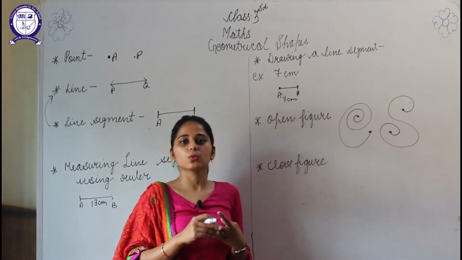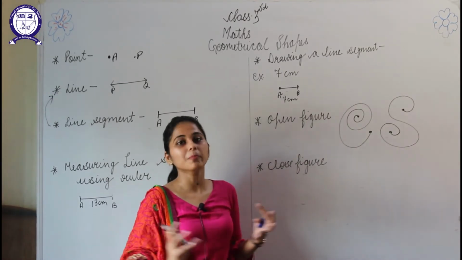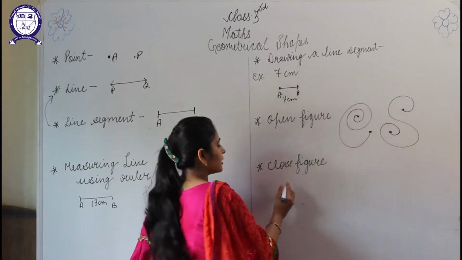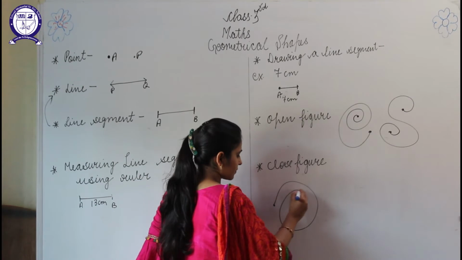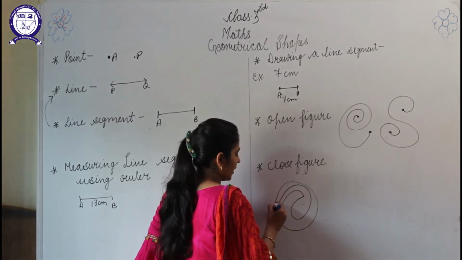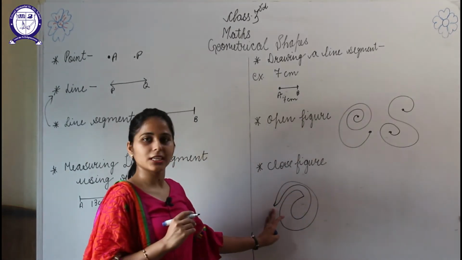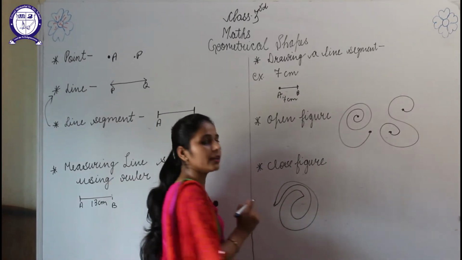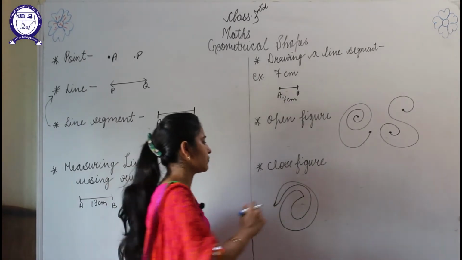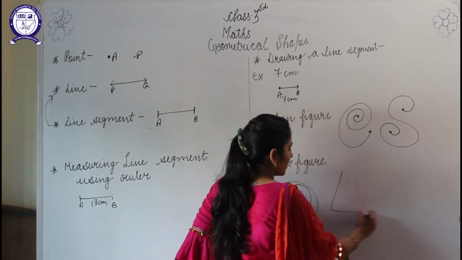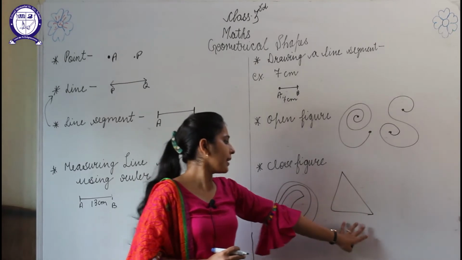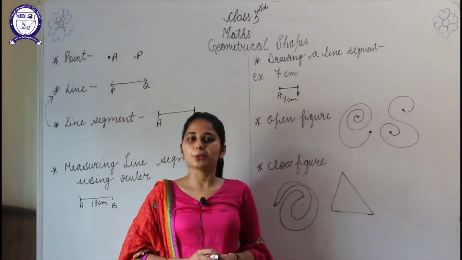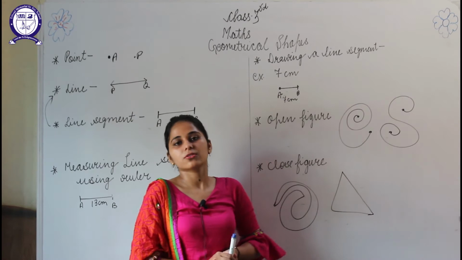In a closed figure, students, the beginning point and ending point merge with each other. It means they are placed at the same point. Suppose I am starting from here and ending here only. Now in this figure my starting and ending points are the same. So this is a closed figure. Now suppose I am drawing this triangle. So in this also my starting and ending points are the same. So these are considered to be closed figures. Now we'll discuss some shapes of closed figures.